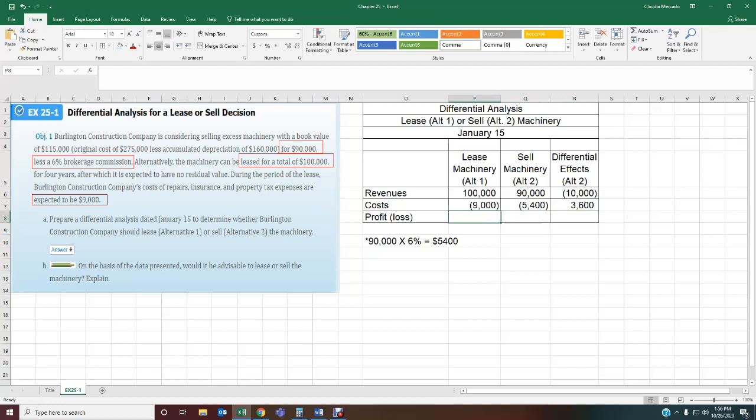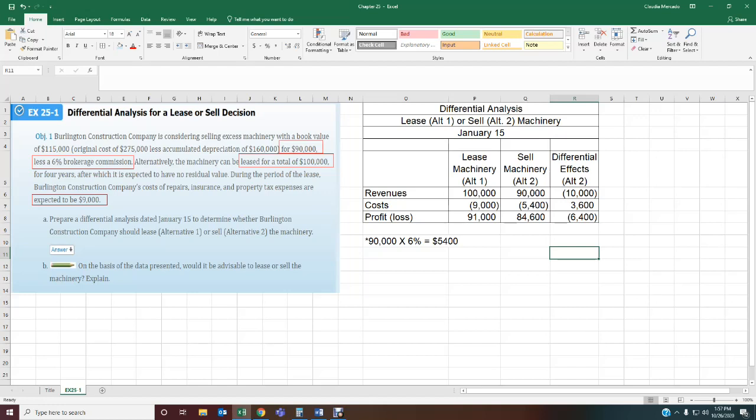We need to figure out my profit or my loss, okay? How do we calculate the profit or the loss? Well, we're going to get our revenue, okay, minus our cost, okay? So 100,000 minus 9,000, that's going to give me 91,000, okay? We run the calculation for each of the categories. So for leasing, 100,000 minus 9,000 gives me 91,000. For selling, 90,000 minus 5,400 gives me 84,600. And the difference between selling and leasing is $6,400.